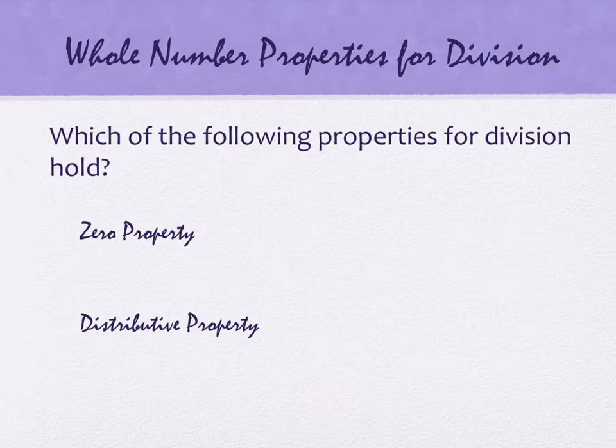The 0 property. What was the 0 property? We had it with multiplication. Anything multiplied by 0 is equal to 0, and it happened on either side, right? 0 times the number, or the number times 0. So in some sense, if I divide 0 by a number, what happens? It stays 0. That looks like the 0 property, but it doesn't reverse, does it?